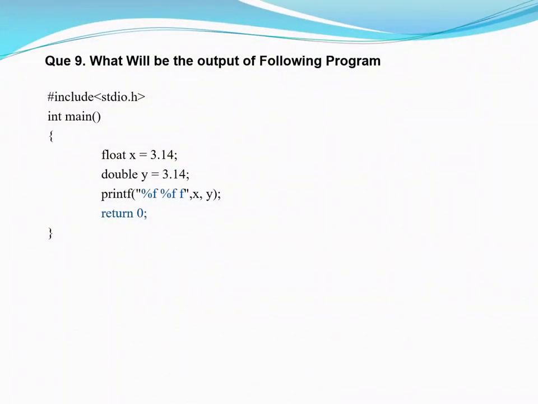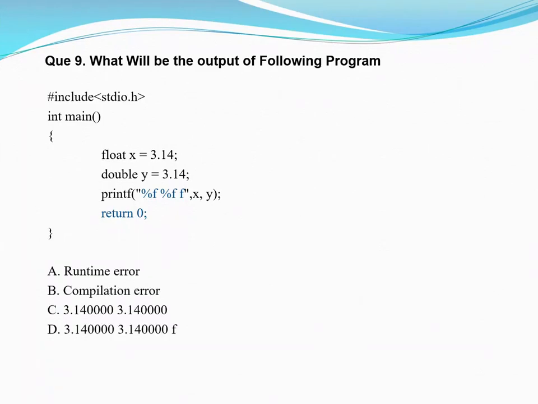So this is our question number 9. What will be the output of following program? So you have to tell the output of this program, and these are the options from where you have to select one correct option. A very simple program is this. Here a float variable x is declared and is initialized with the value 3.14. Similarly, variable y is declared as double data type and is initialized with the value 3.14. Same values are there in both the variables x and y.